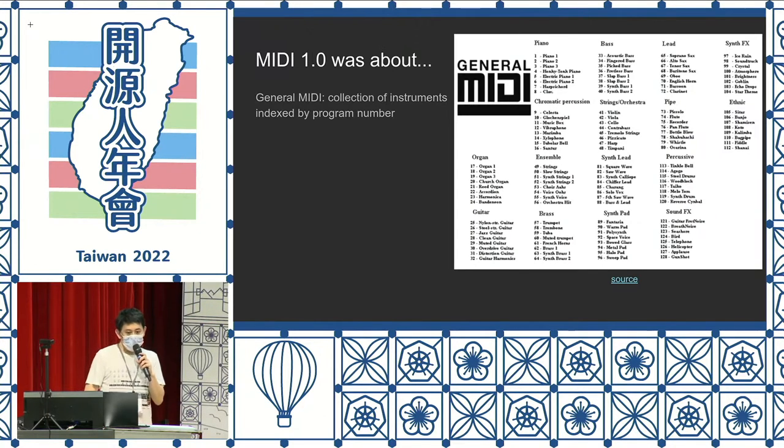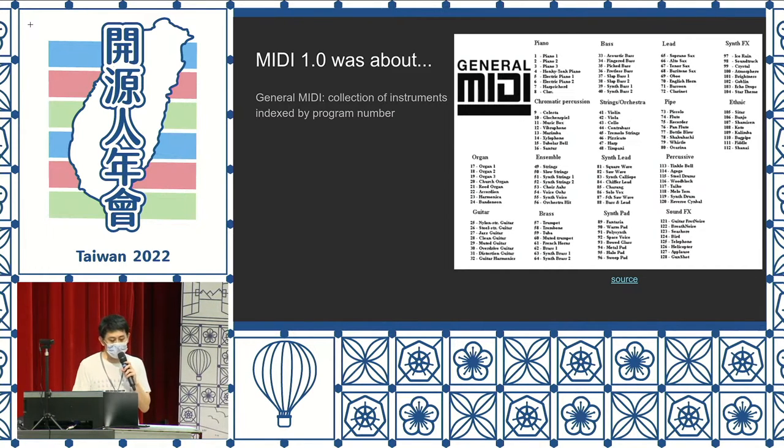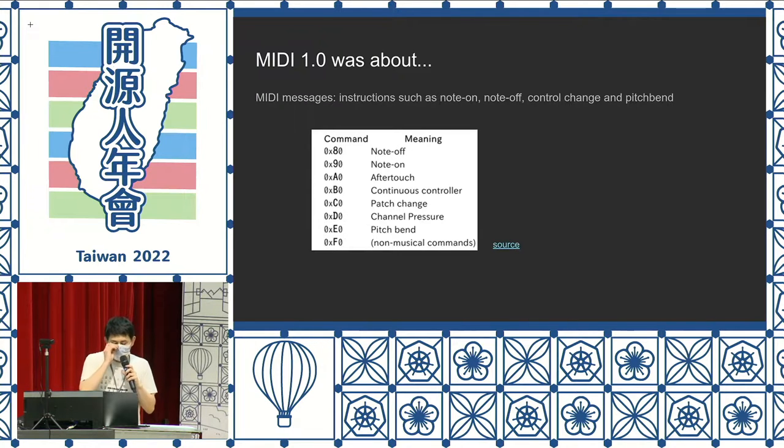So let's look back and review what MIDI 1 was about. MIDI 1 was first about General MIDI, which is a set of instruments indexed by number. Number 0 is piano, and number 8 is celesta. 24 is guitar, 48 is strings, that kind of thing, as well as a couple of additional rhythm section instruments. MIDI 1 was also about MIDI messages, which are bytecode instructions to synthesizers from, say, input devices like MIDI keyboards. For example, 0x90 in hexadecimal means note on, 0x80 means note off, and 0xE0 means pitch bend, that kind of instructions.